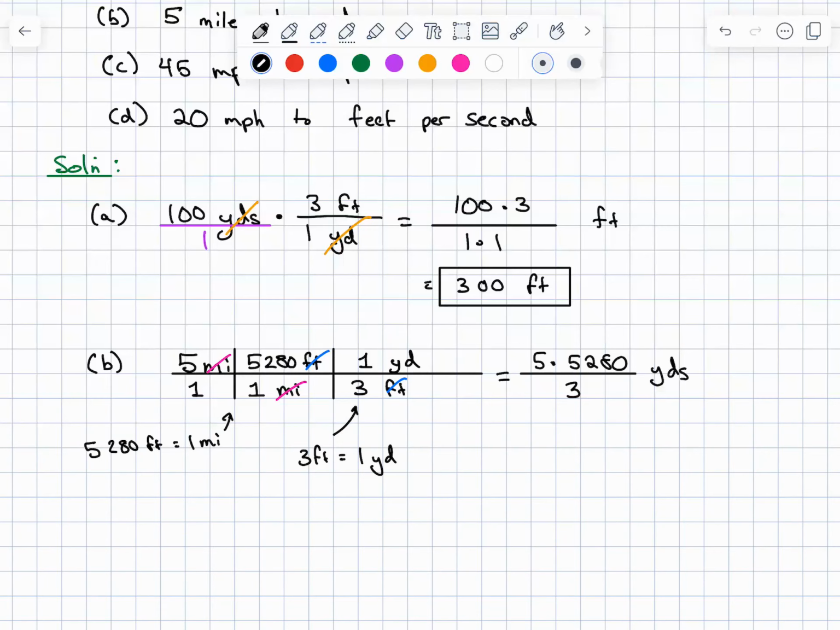And so plugging that into my calculator, because I don't want to do that in my head, you should get 8,800. Yes, 8,800 yards.